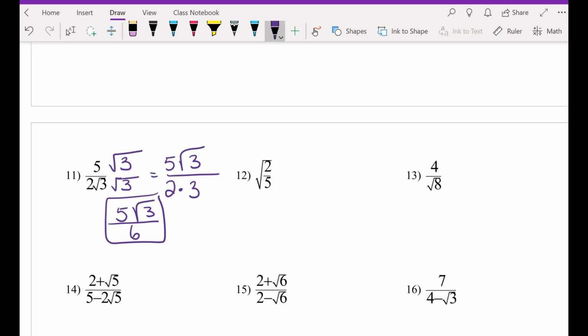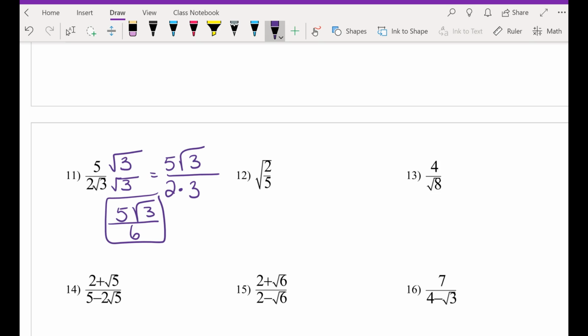No. No, remember, we want to get it in the simplest form. We don't want to get fatter. We want to get it smaller. So if you multiply top and bottom by 6, now on the top, you got 30 rad 3, and the bottom, you got 36. You're getting bigger. In math, we want it simpler, not bigger. Okay?